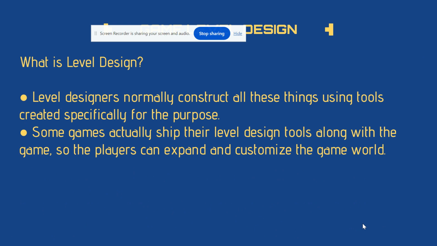Some games actually ship their level design tools along with the game, so the players can expand and customize the game world. So this is another way for you to develop or customize your game world. So basically, you have the tools to design your games. It happened to the old games. It's happened as well to the new games, but now the new games they don't give this.